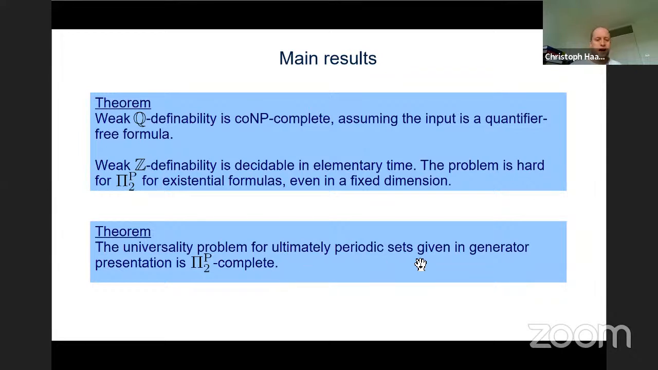Ultimately periodic sets should be, I hope most of you will know it. I mean, it's a set of natural numbers that after a certain threshold become periodic. And given in generator representation means that we're giving a finite union of generators that describe this set. Okay, and so this problem was known to be in Pi_2^P, and we established a Pi_2^P lower bound also in our paper.